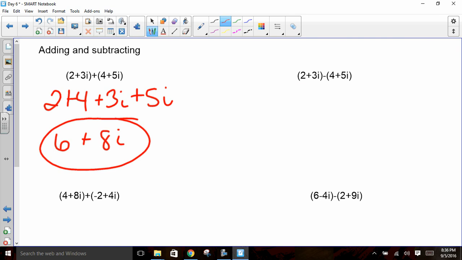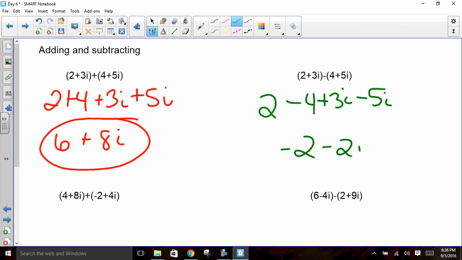Now the second example, I have a subtraction sign in the middle, so I have to remember to subtract it. So let's find our real parts. So I have 2 minus 4 plus 3i minus 5i. Remember, I'm taking that first group minus that second group. So 2 minus 4 gives me a negative 2. 3i minus 5i gives me a negative 2i. So negative 2 minus 2i.